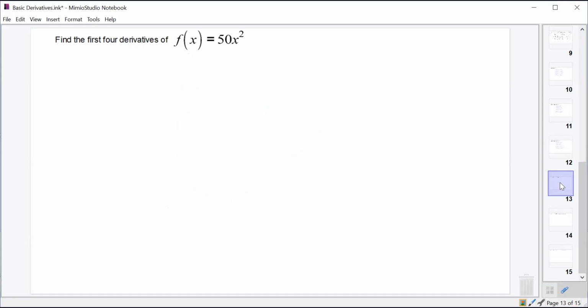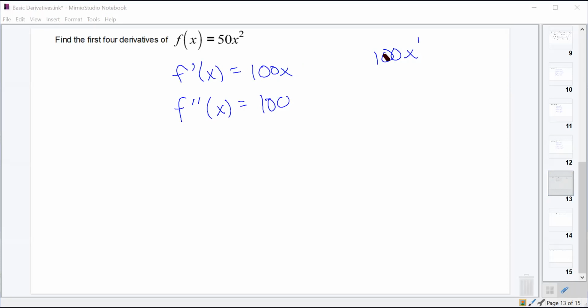One more of these. This is the last time I'll make you find the first four derivatives. So what's the first derivative of 50x squared? 100x. And the second derivative? This is 100x to the first. So if you take the derivative of 100x to the first, that ought to be 100x to the 0. Right, and x to the 0 is just 1, so that's just 100.